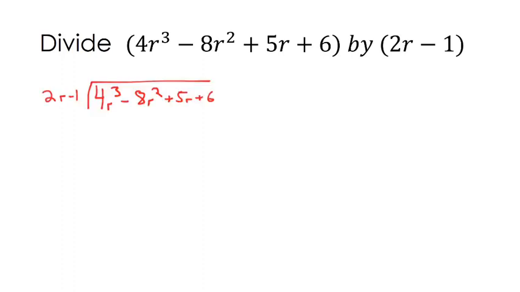All right, the example on this slide is going to be a little different, because notice here we're not dividing by a monomial. In that last example, we just divided by 4x. Now we're going to divide by a binomial, by 2 terms here. And let's see how that changes our process.